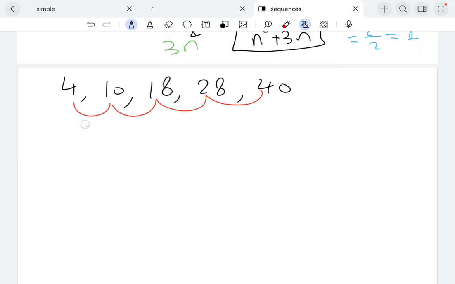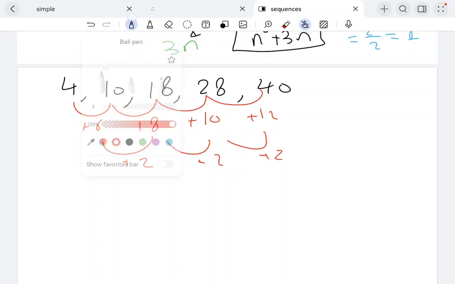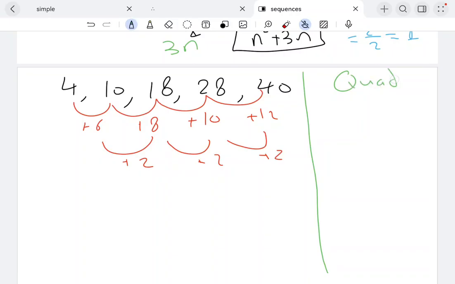So the other one, which I believe is simpler and shorter: you get the first difference, which is plus 6, plus 8, plus 10, and plus 12. Then you get plus 2, plus 2, plus 2. And you have to know this for a quadratic sequence. For a quadratic sequence, this is a rule: 2a is equal to the second common difference. What is 2a? Here is 2a.